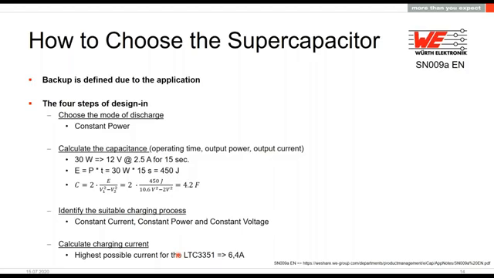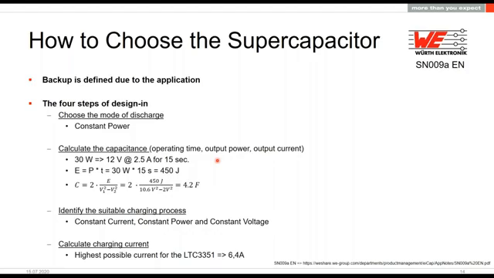And after that, we calculate the needed capacitance. We want to supply an application for around 50 seconds with 30 watt. So we calculate here the needed capacitance. So we need 450 joule. And with the parameters of the supercapacitor bank and the cutoff voltage of the IC, we calculate the capacitance. So we assume the cutoff voltage of the regulator with 2 volt. And then we get our 4.2 farad.